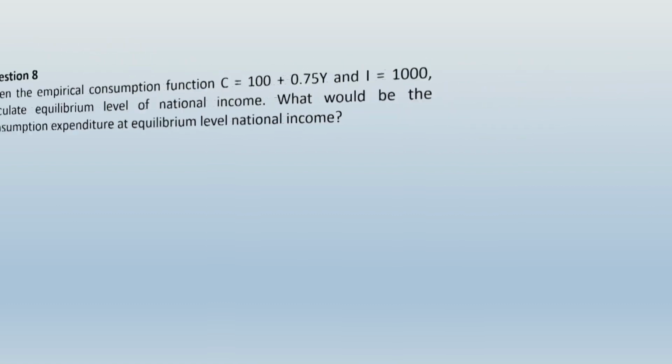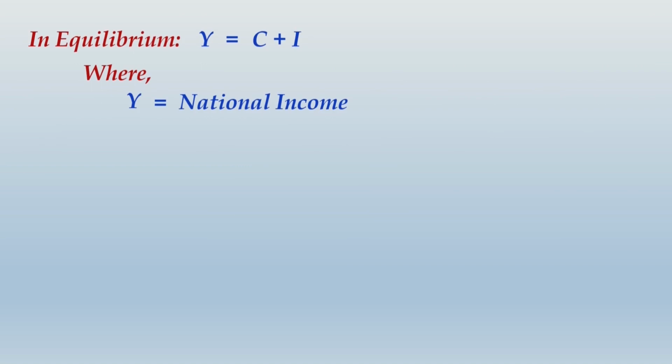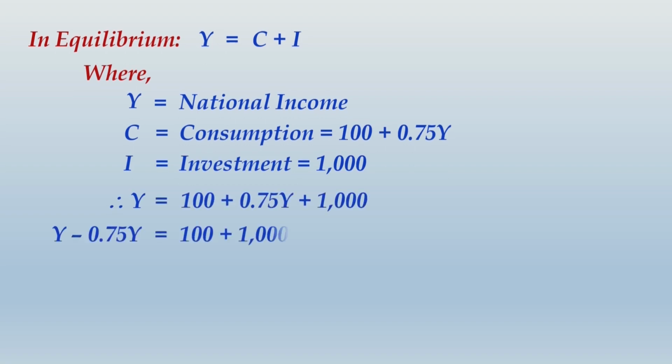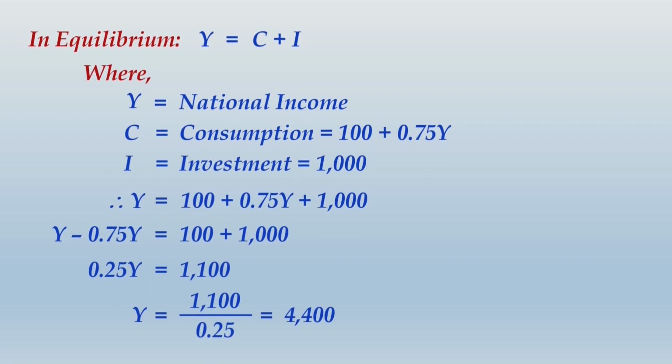So let me show you how to solve this question. In equilibrium, Y equals C plus I. Define the variables. Y is the national income, C is the consumption, and I is the investment. Values are given to you. You just have to substitute everything, and you have to find the value of Y. So Y over here will be 4400.